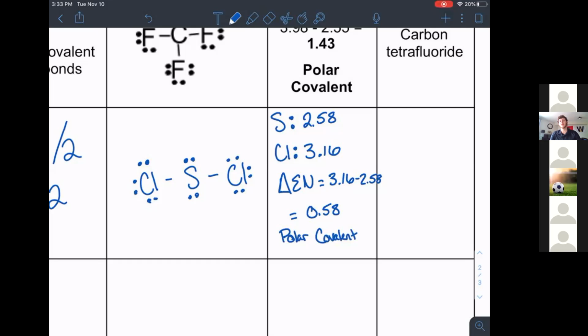If it was non-polar covalent, what number would it have to be less than? 0.5. If it's less than 0.5, it is non-polar covalent. More than 0.5, all the way to what number means it's polar covalent? 1.7. You guys are crushing it.